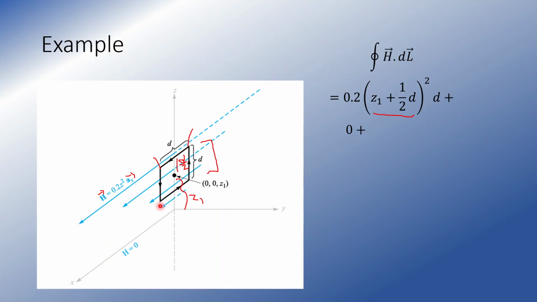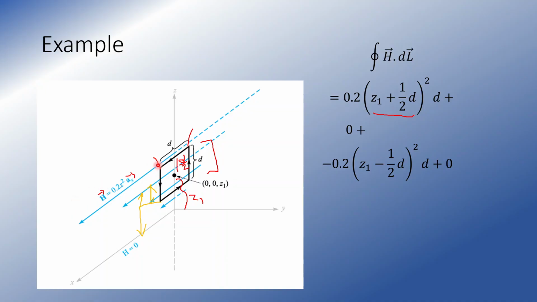Third, the bottom side, we see that H is present in the negative x direction, which is given to us in the equation 0.2 z square, and we take it here. Now this is half d, the distance I marked, and this total distance is z1. So the remaining distance where this lower line is present will be z1 minus half d, whole square, and this is in the negative x direction. So we take a negative sign.